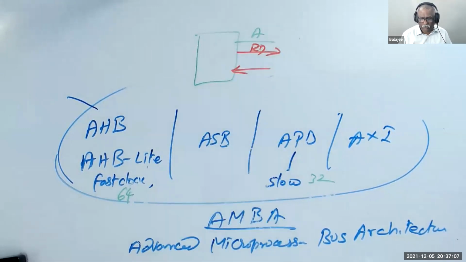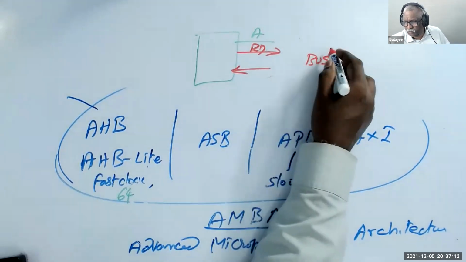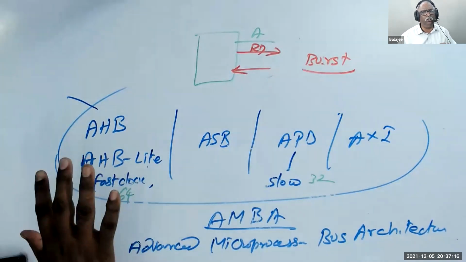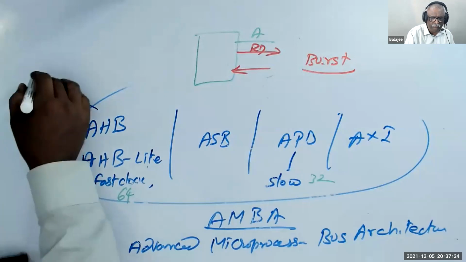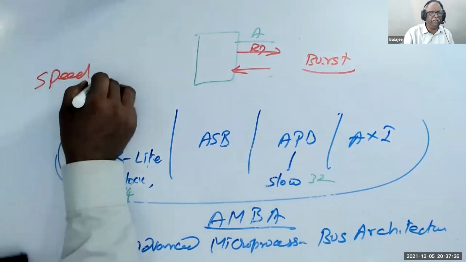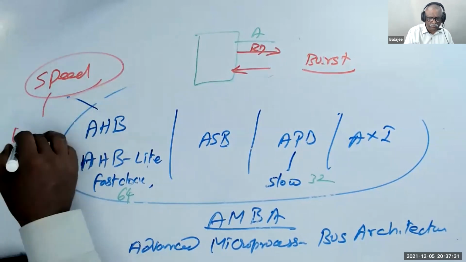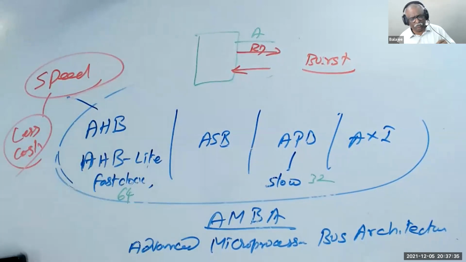Now, in this mode, they have something called burst mode. I'm just trying to explain to you all the differences, why they have so many buses. Each one has its own advantage. Ultimately, what they wanted was speed, and less cost. That's why all the confusion is because of this.